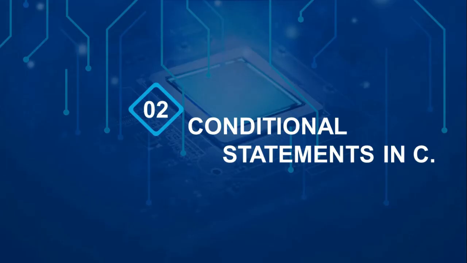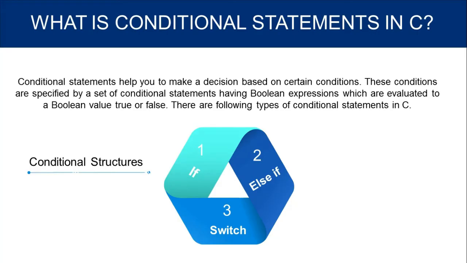Second, conditional statement in C. What is conditional statement in C? Conditional statement helps you to make a decision based on certain conditions. These conditions are specified by a set of conditional statements having boolean expressions which are evaluated to a boolean value, true or false. There are following types of conditional statement in C. Conditional structures: if, else if, switch.